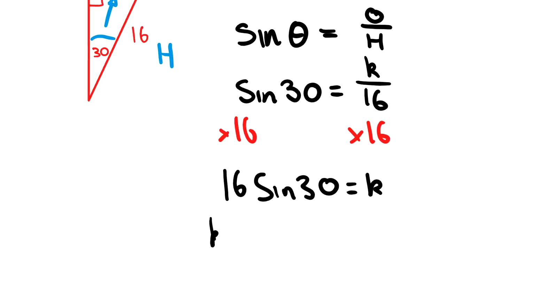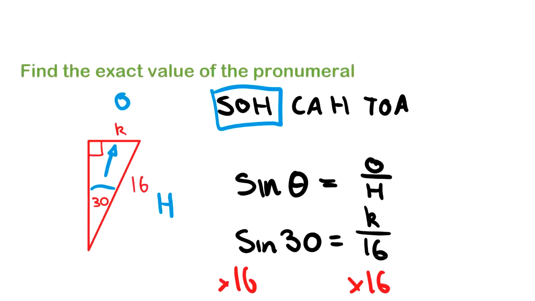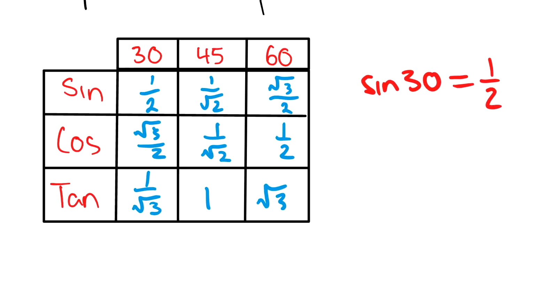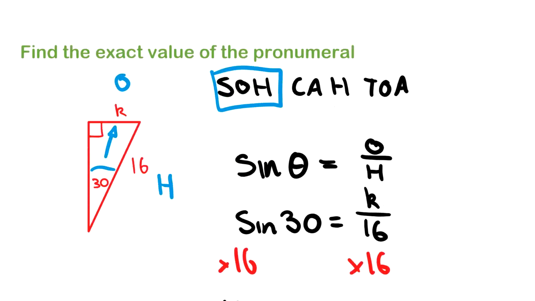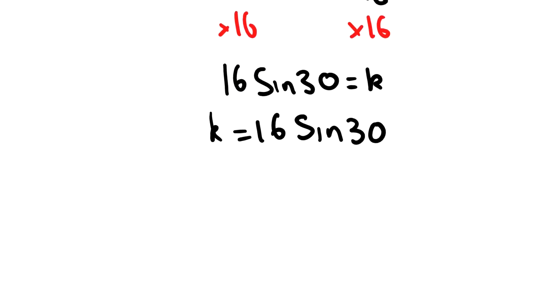Now the problem with this is that the question specifically said we want it in exact form. Now sine 30 is one of our special degrees. So if I go back up to my table up here, if I'm looking for sine 30, I'm looking at this box. It's where sine and 30 meet. So 1 over 2. So I go down here to where I say sine 30, and I'm going to write the little note over here, sine 30 equals 1 over 2.